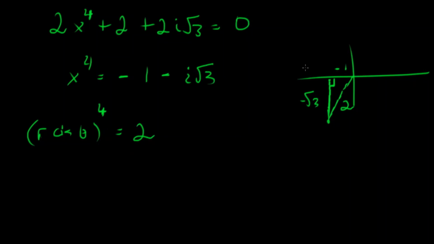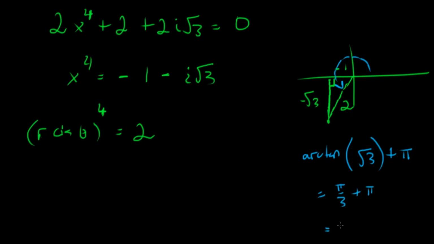This angle here is going to be the arctan of negative root 3 over negative 1, which is actually just positive root 3. But that's going to give me a first quadrant angle, so I need to add pi to it. So what is that thing? The arctan of root 3 is pi over 3, plus pi, which is 4 pi over 3. So over here, we got cosine + i sine of 4 pi over 3 plus 2 pi k. Any multiple of 4 pi over 3 is going to give us a valid number here.